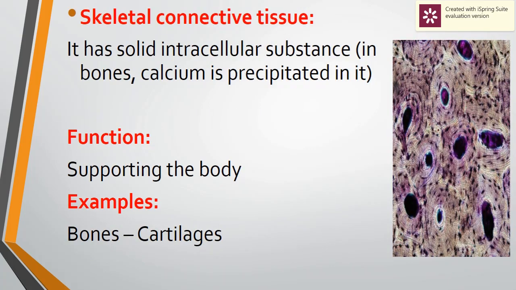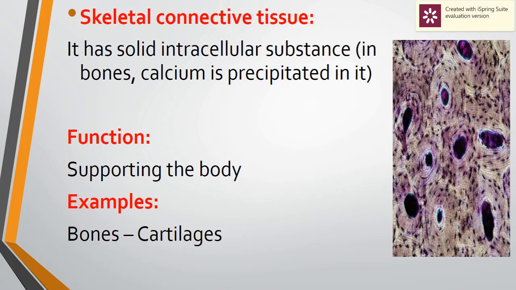The second one is skeletal connective tissue. In skeletal connective tissue, the intercellular substance is solid, where there is a deposition of calcium.